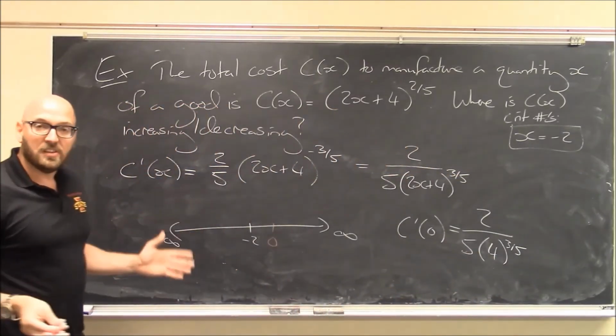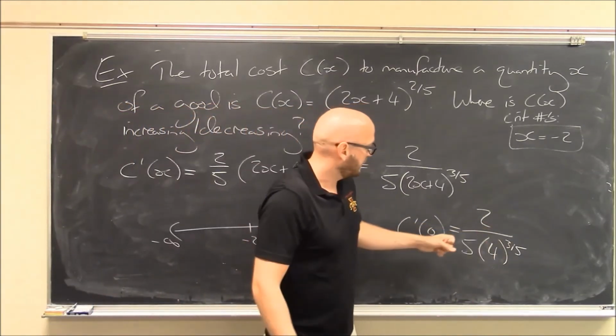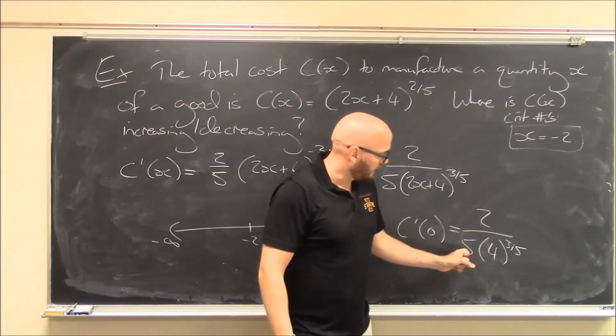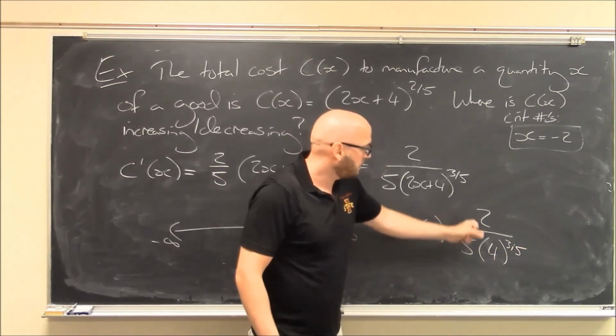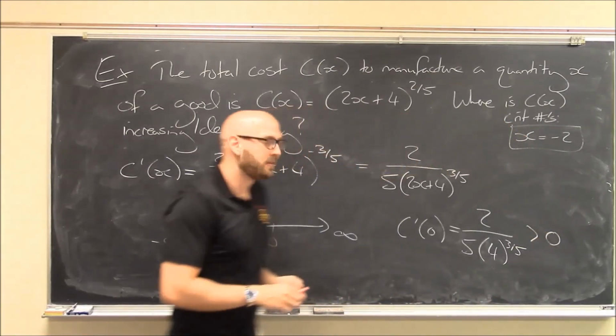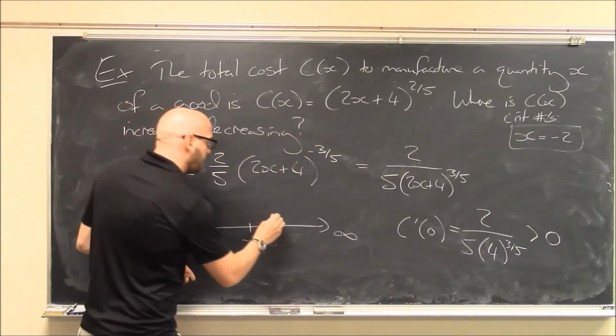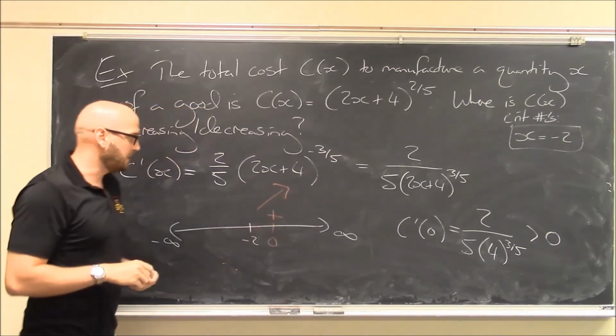Now I don't know what this is as a decimal, but I don't need to, right? This is positive on top, and on the bottom I've got 5 times 4 to the 3/5. That's a positive number. Positive over a positive? Well, that's definitely a positive number. Right, so my derivative at 0 is positive. That means my function has to be increasing.